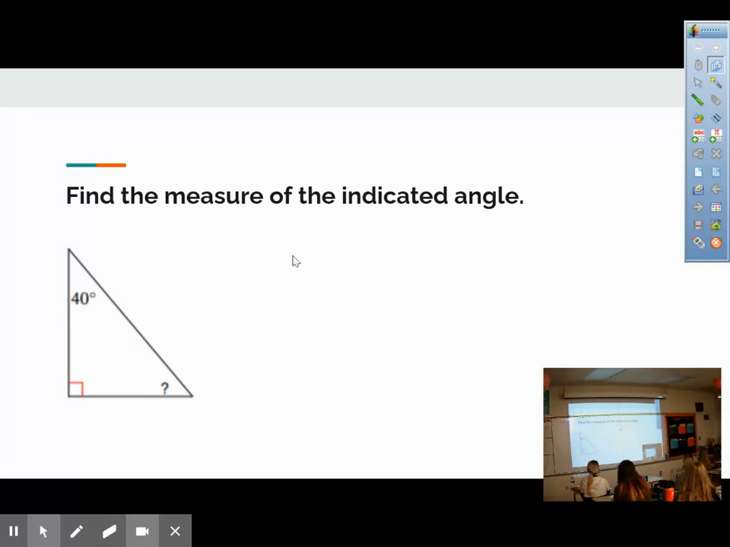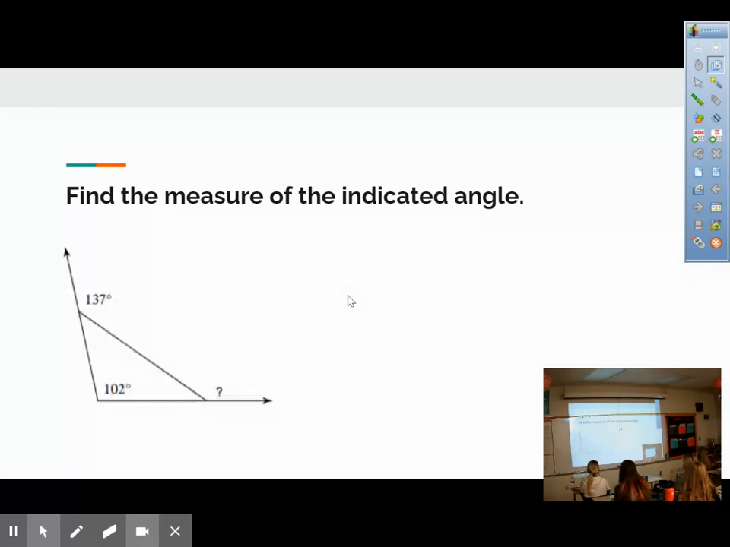Okay. All right, try this one. It's a little bit more complicated. Find the measure of the indicated angle. If you need to draw the picture on this one, I understand. This one's a little bit more complicated. I know I would draw the picture.